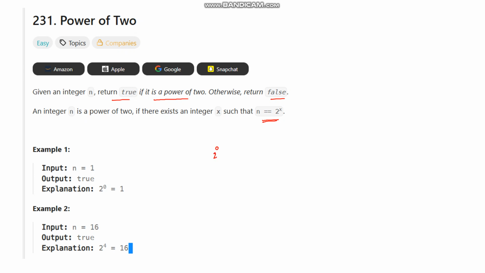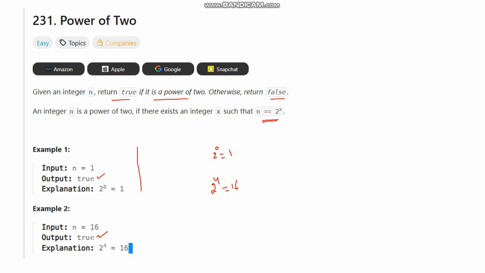Why? Because 2 power 0. What is 2 power 0? The value is 1. Means here the answer is true, since the given value is a power of 2. If the n value is 16, here if you observe, 16 is 2 power 4. What is 2 power 4? 16. Yes, it is possible. The answer is true here.